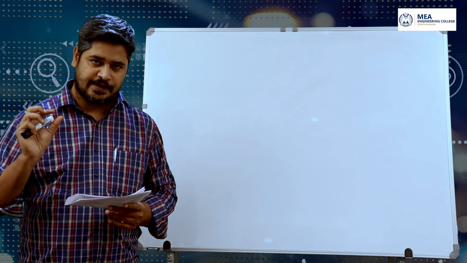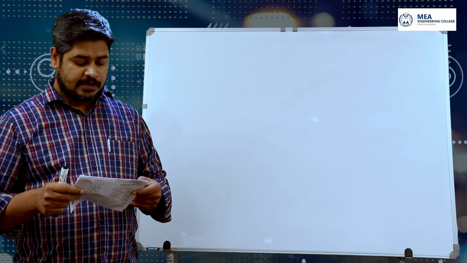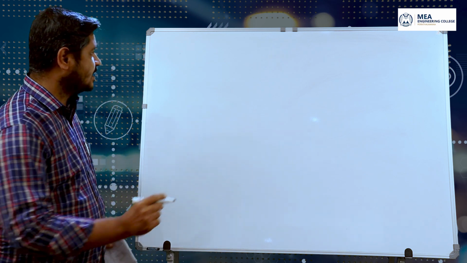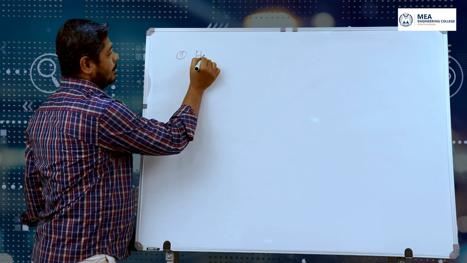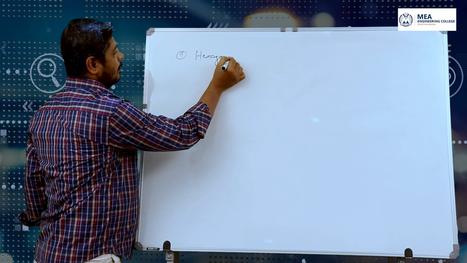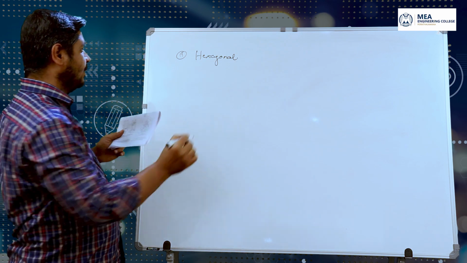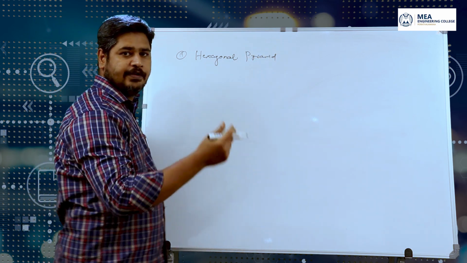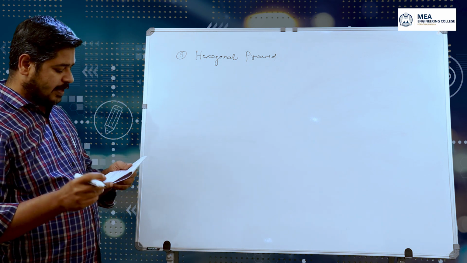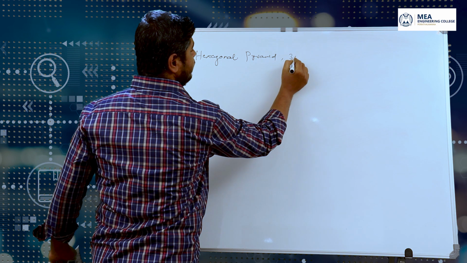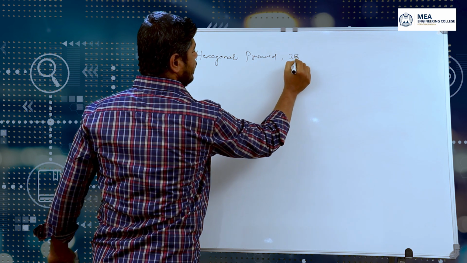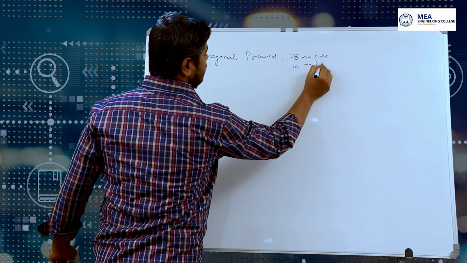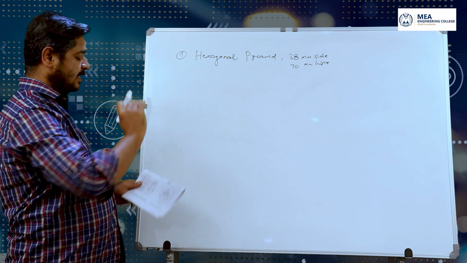So first understand the question very clearly. It's a truncated solid, a truncated hexagonal pyramid. The first information given in the problem is that it's a hexagonal pyramid. You know how it will be. Then the 35 mm base edge is given, 35 mm side, and 70 mm height. So this is the information given about the hexagonal pyramid.